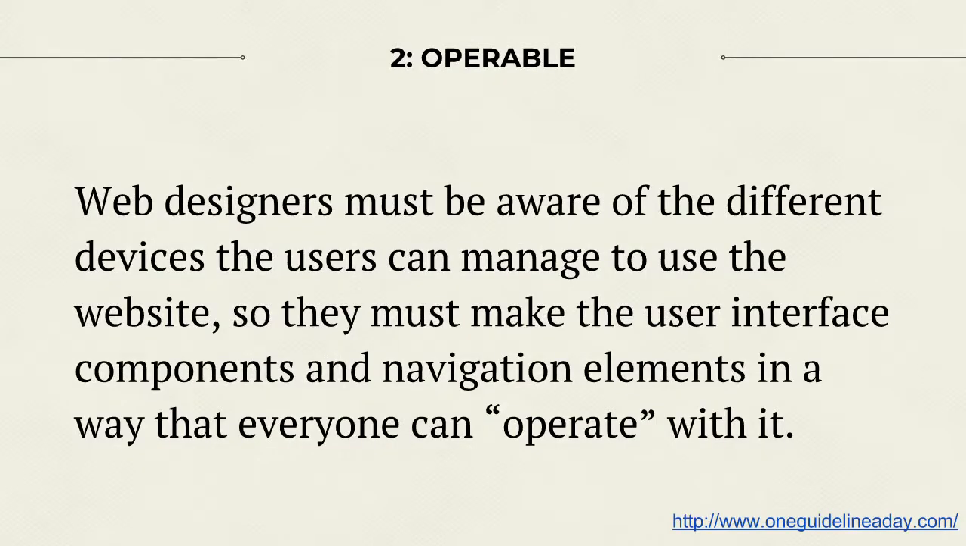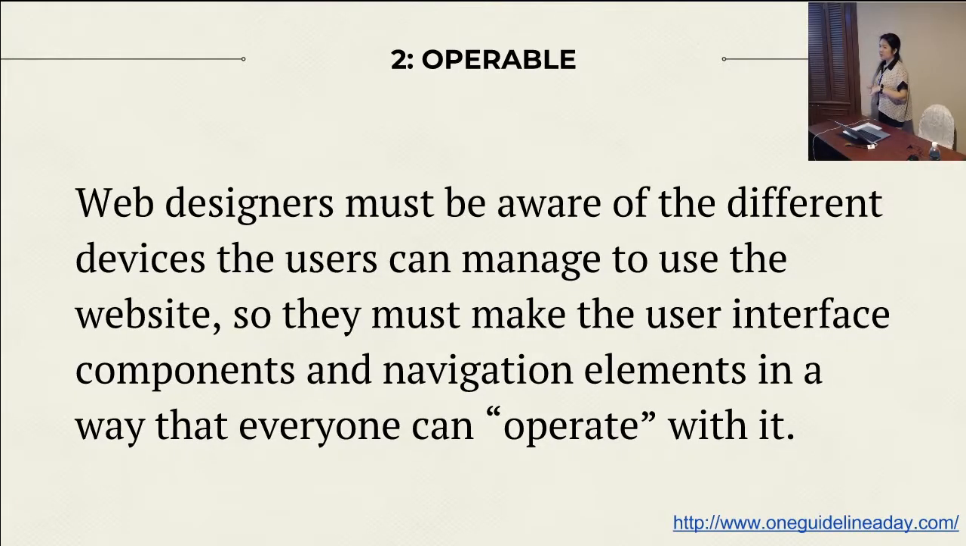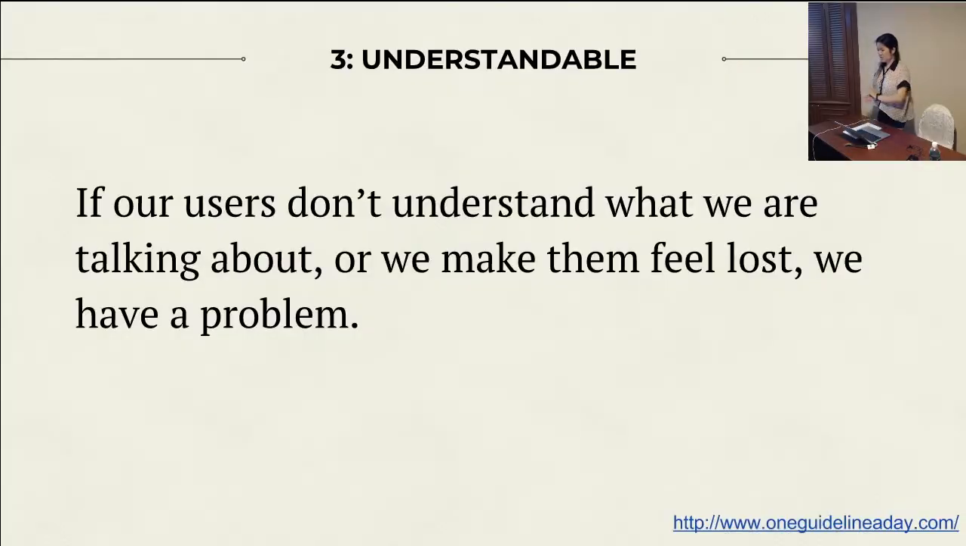Second is operable, so that the user is able to use it and can achieve the intended function. Third is to be understandable, so that you can convey the message of the website and your users don't feel like they're lost.